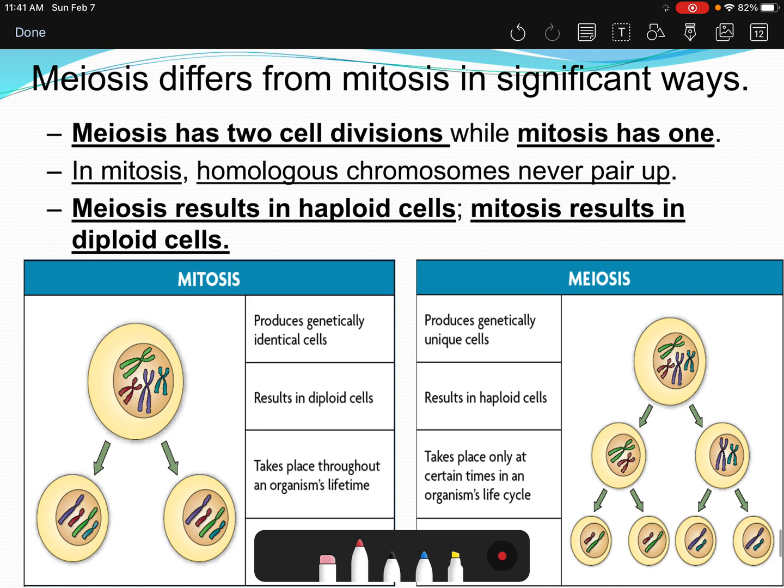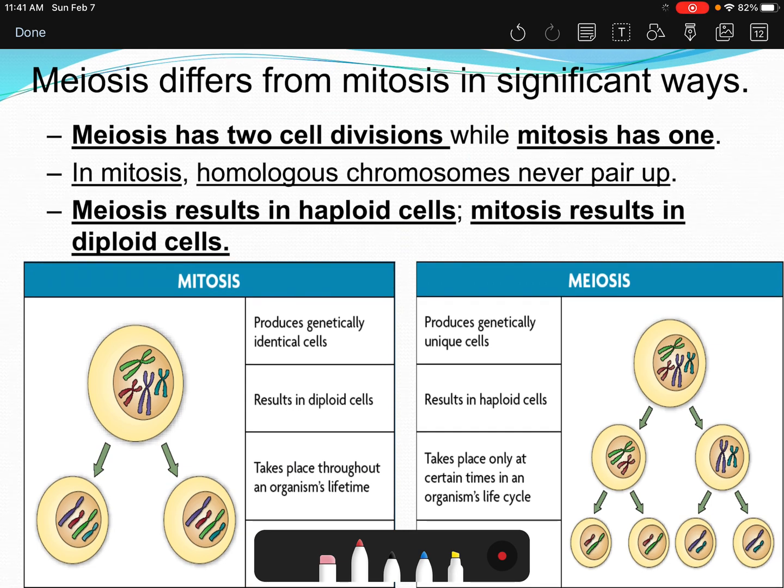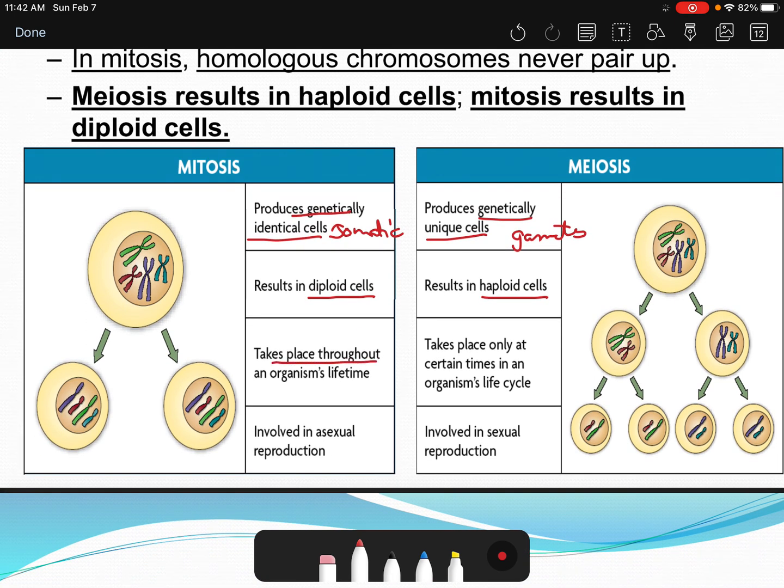So again, let's compare and contrast mitosis and meiosis. They are both forms of cellular division. It's just that mitosis produces genetically identical cells called somatic cells or body cells. Meiosis produces genetically unique cells, your gametes. Mitosis results in diploid somatic cells. Meiosis results in haploid gametes. Again, mitosis can take place throughout the organism's lifetime, where meiosis only occurs at certain times in an organism's life cycle.